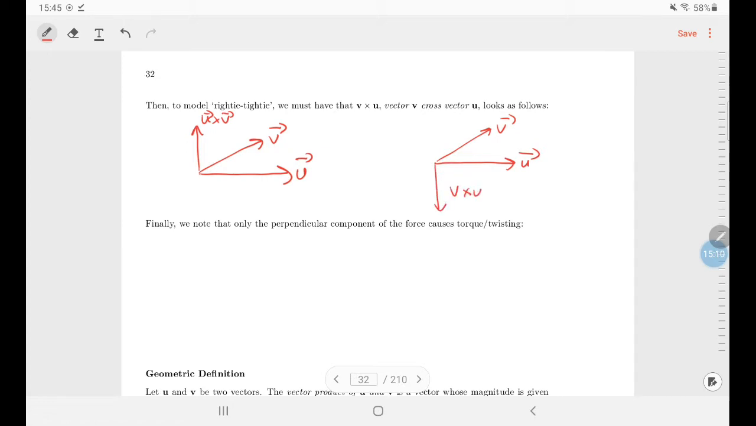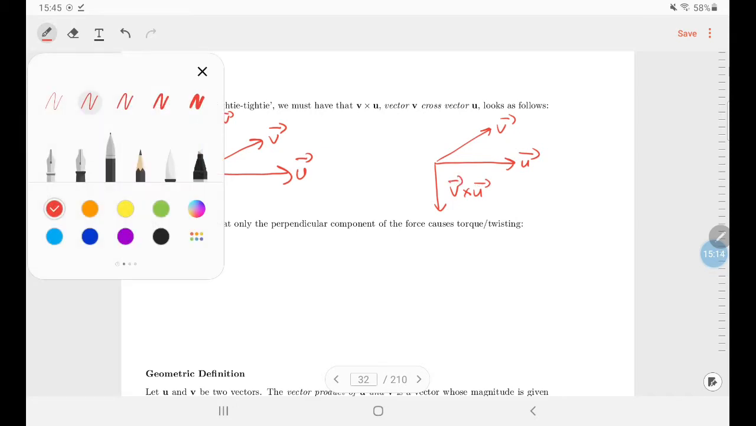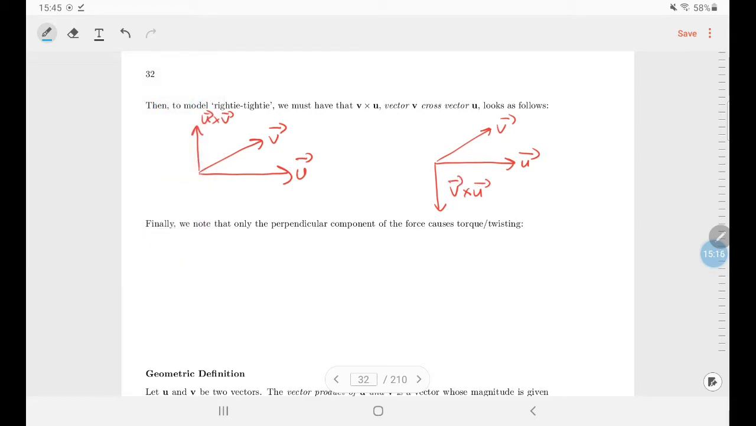Now what's arguably more important than the exact direction is that U cross V is perpendicular to both V and U, and V cross U is perpendicular to both V and U. That's far more important. So the cross product of U and V is perpendicular to U, and it's also perpendicular to V. And that's true also of V cross U.